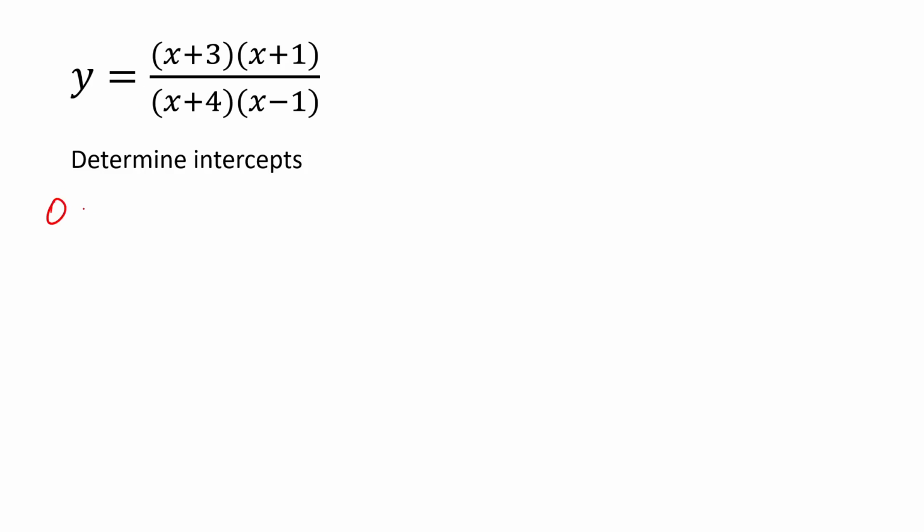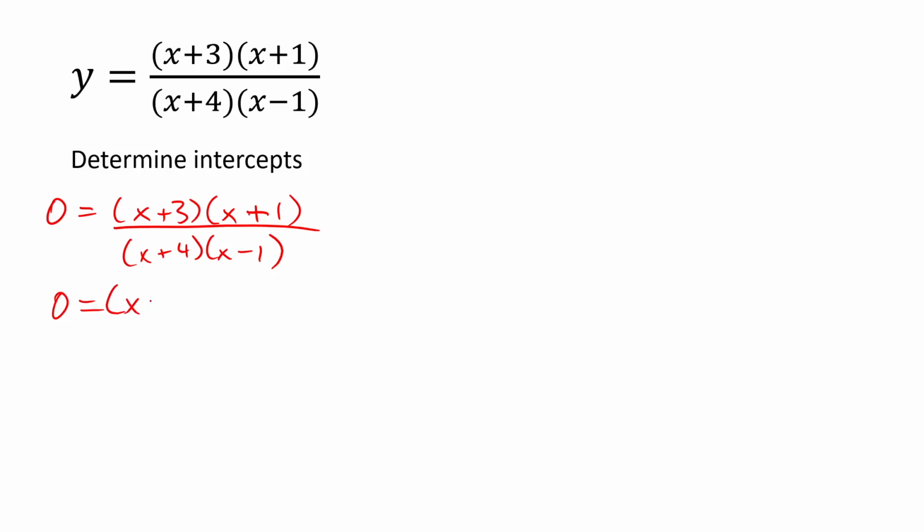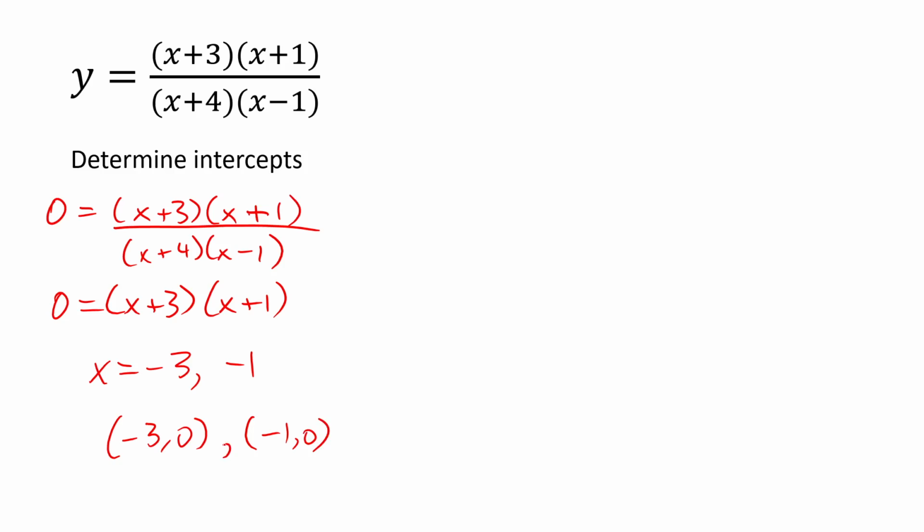Now let's determine the intercepts. If I let y equal 0, to determine the x-intercepts, I get 0 = (x + 3)(x + 1) over (x + 4)(x - 1). So I multiply both sides by the denominator on the right. I get 0 = (x + 3)(x + 1). That means x is going to equal either -3 or -1. So I've got a couple of x-intercepts: one's at (-3, 0), and one's at (-1, 0).